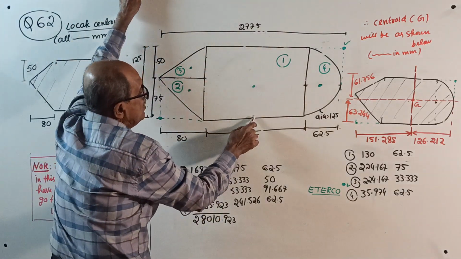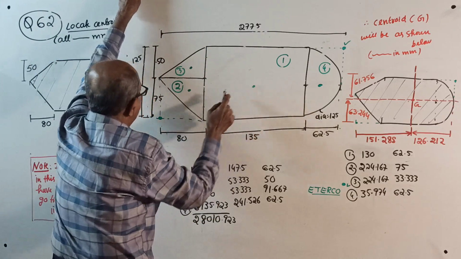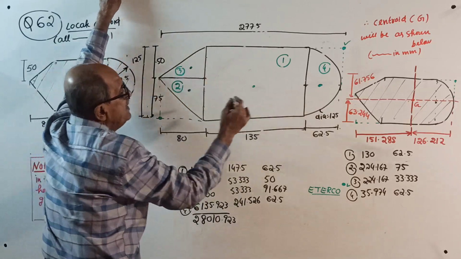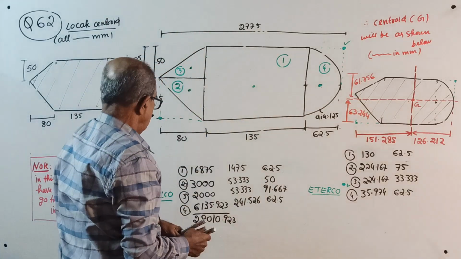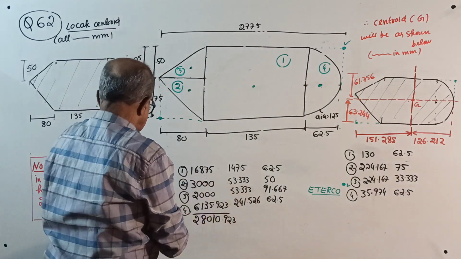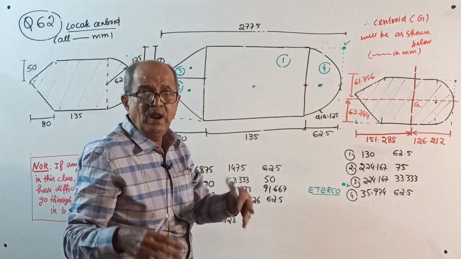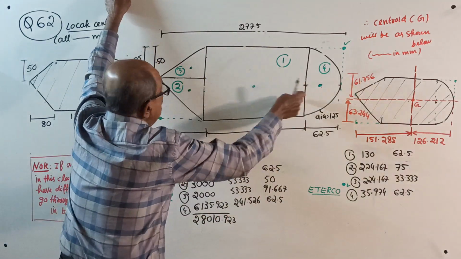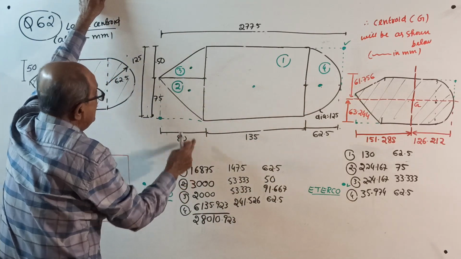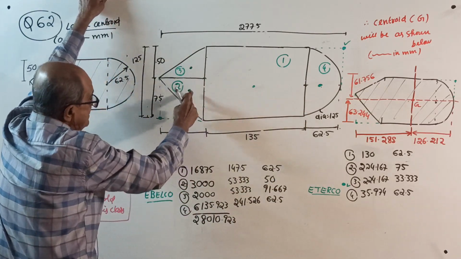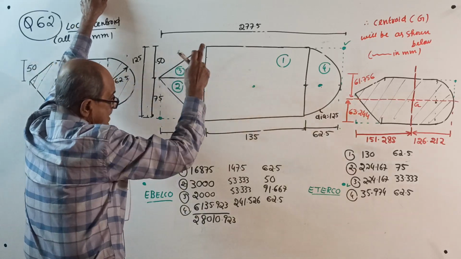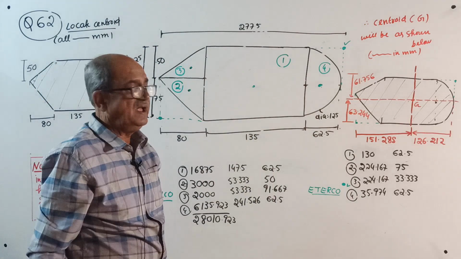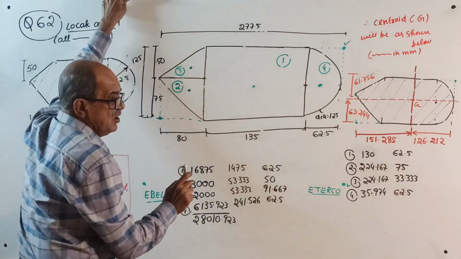Figure G1. See, centroid is midpoint 62.5. This is 75, little below. G2, G3, you know it. G4. A1: first, Abelco or Aterco, area same. 135 into 125, A1. A2, half base into height. A3, half base into height. A4, pi by 8 of diameter square. Okay. Areas are over. Total area you will get.